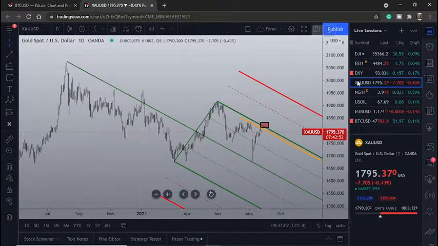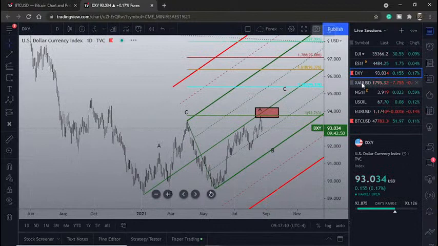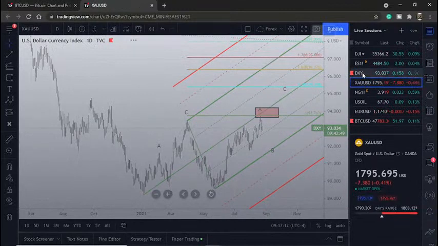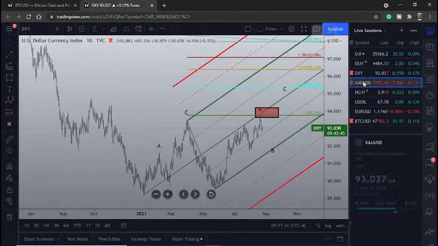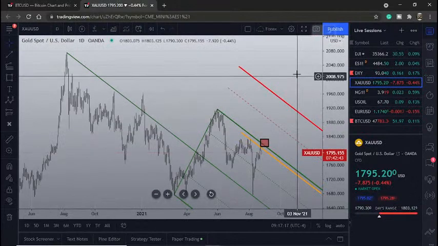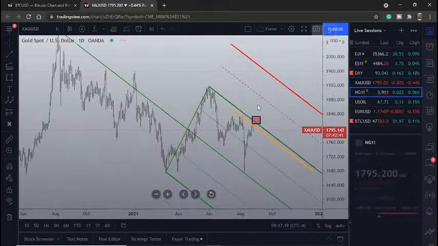And subsequently, that ties into what the dollar index might do, i.e. going higher. Now, higher now or higher later, we'll just have to wait and see. But that is the forecast that I have at the moment.